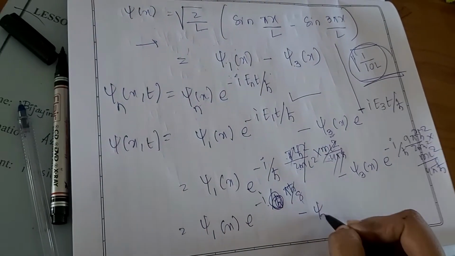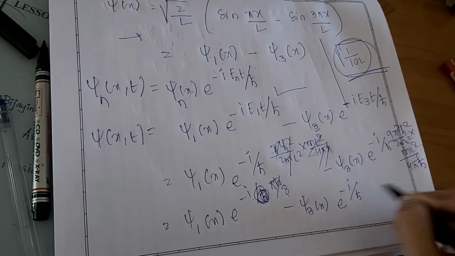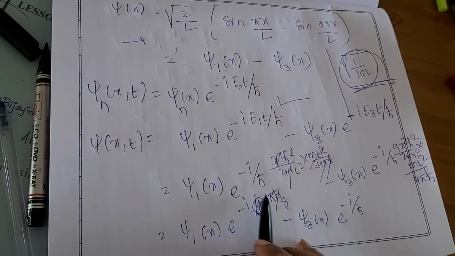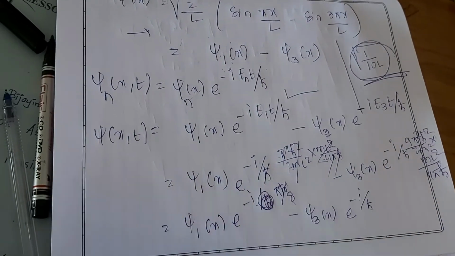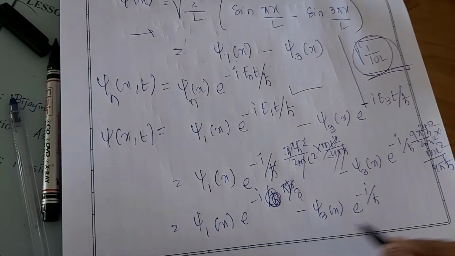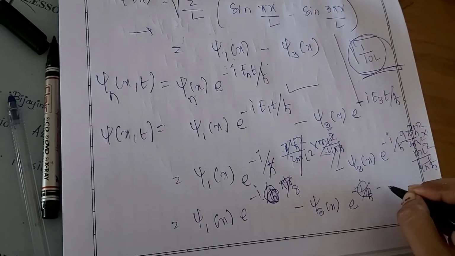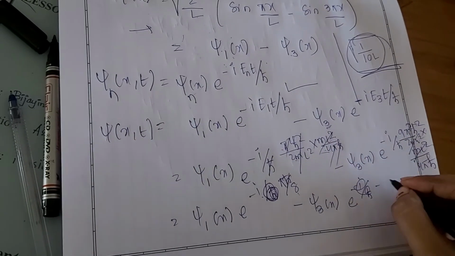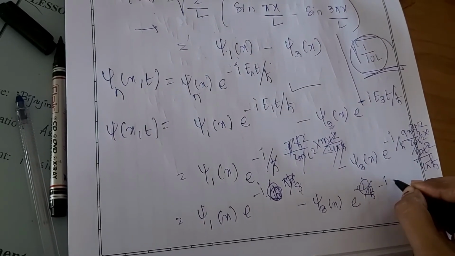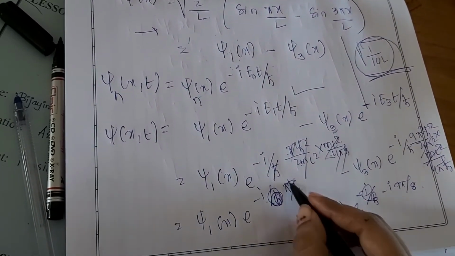Similarly, for this one, minus i by h-cut. There is one more h-cut over here, so this will also get cancelled out, only minus i pi by 8. So by cancelling out, I can get here minus 9 pi by 8. Okay, this is pi h-cut.